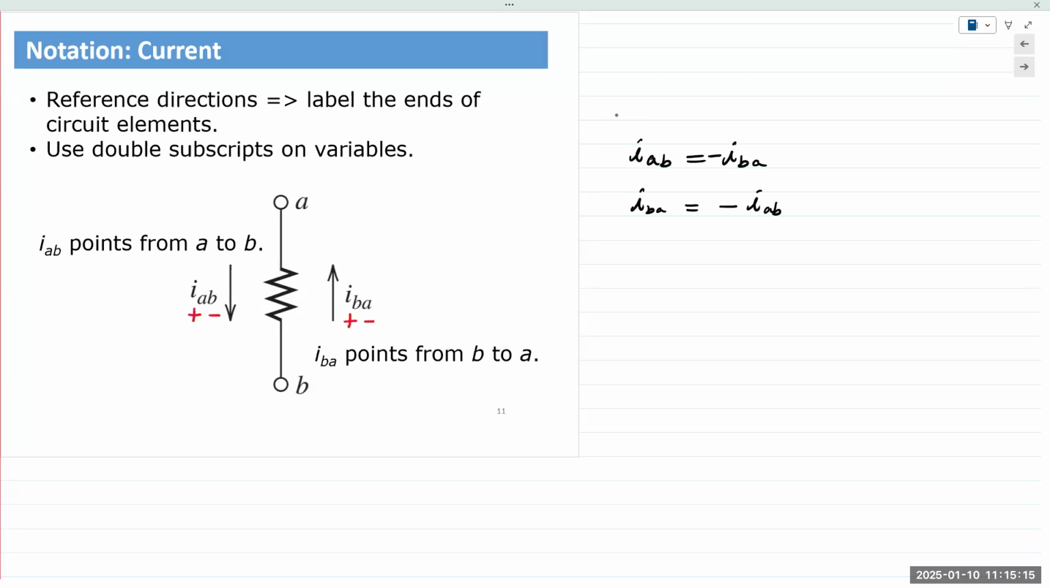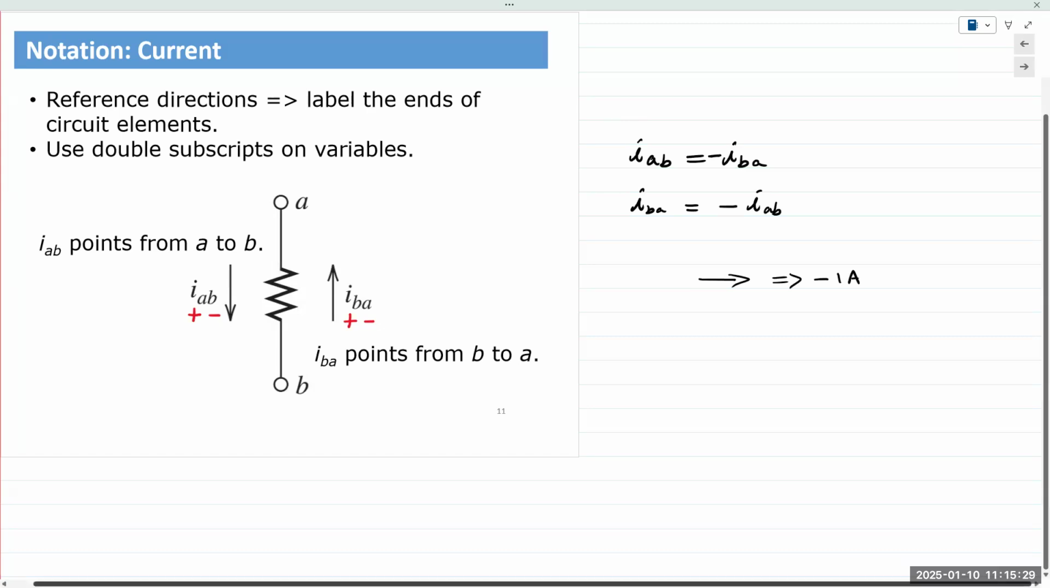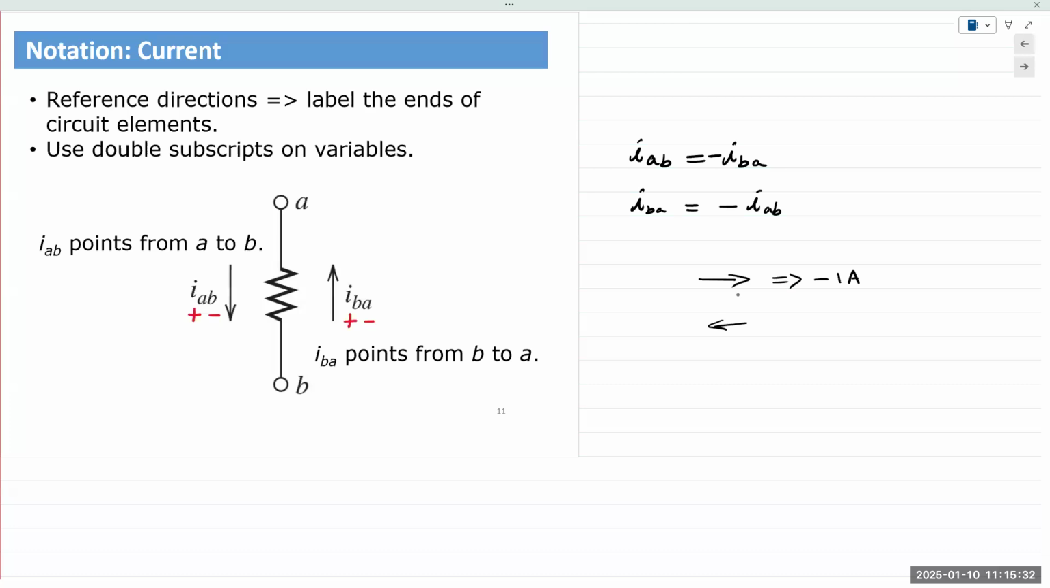So if you make an assumption for the direction of the current flowing towards the right, and let's say you end up with an answer that is -1 amp, all it means is the actual current is flowing in the left direction. So some other student might have chosen the left direction for their analysis. They would end up with an answer of 1 amp. And both of these answers are correct because they are signifying the exact same thing.